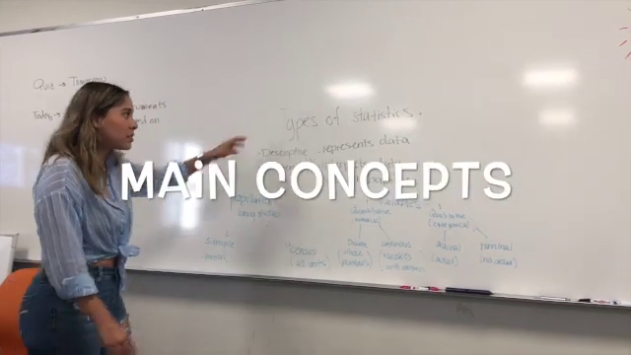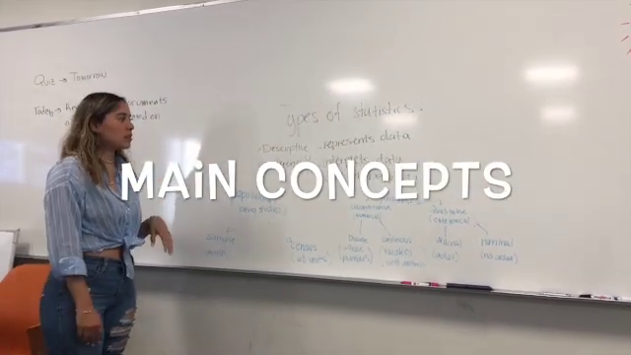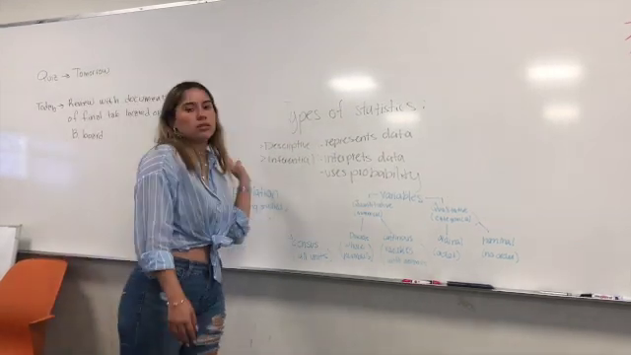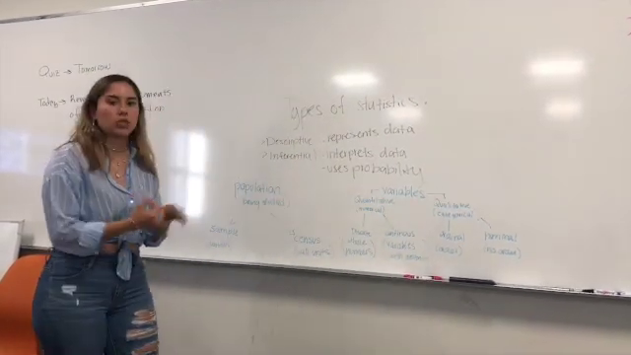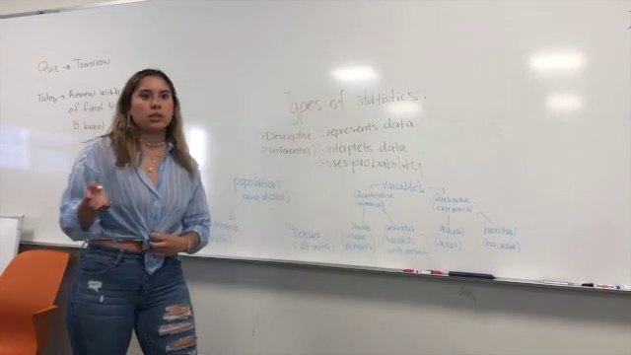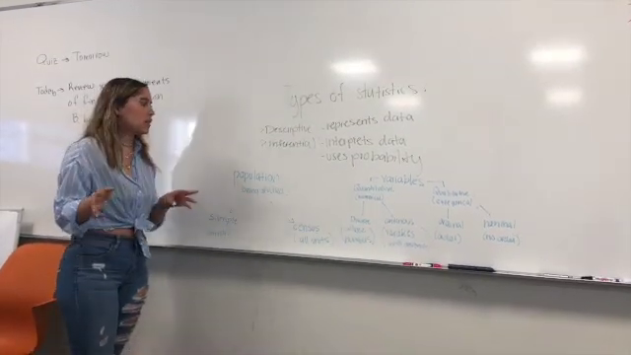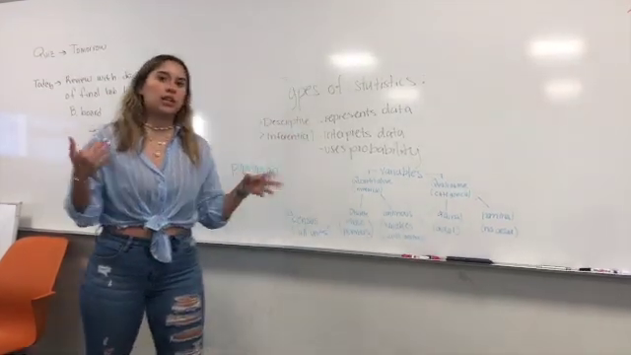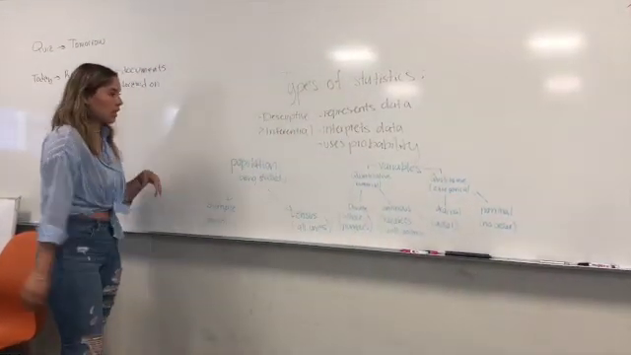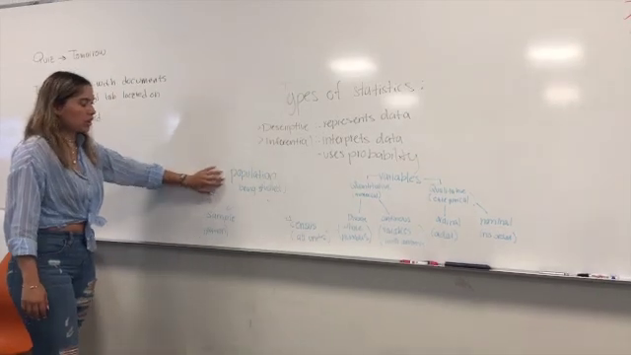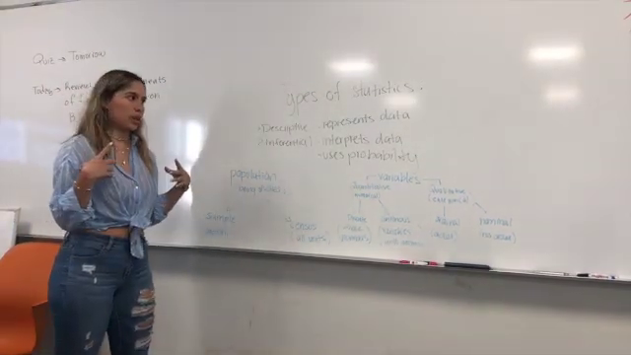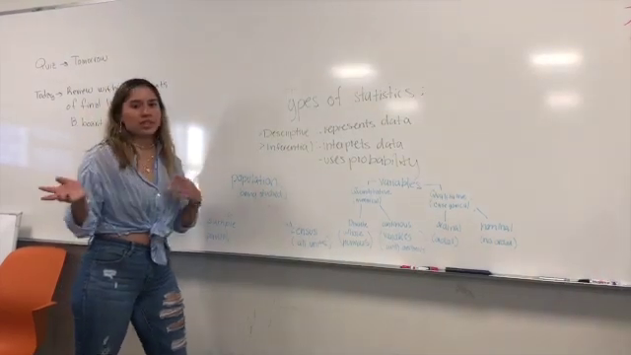Well, some basic concepts: the types of statistics are descriptive or inferential. The descriptive, as its name says, describes or represents the data. Some examples are the mean, the mode, and the median. And the inferential is the one that interprets the data and uses probability. And the population is another concept that we are going to use, and it's the ones that are being studied.